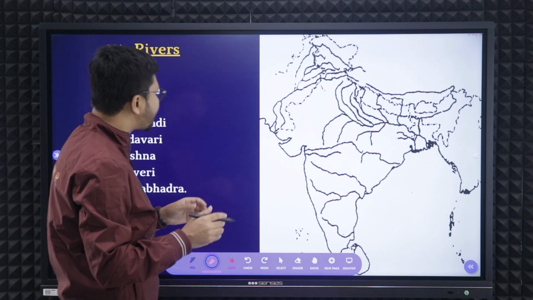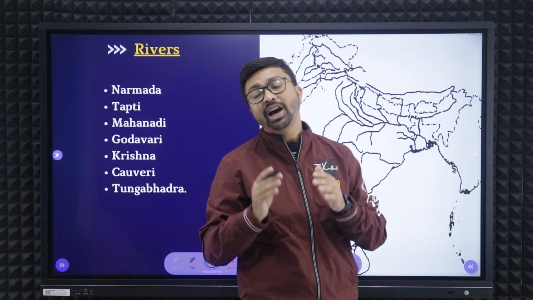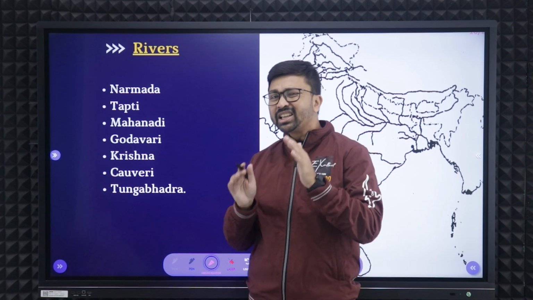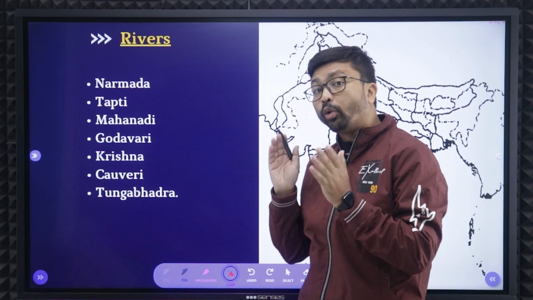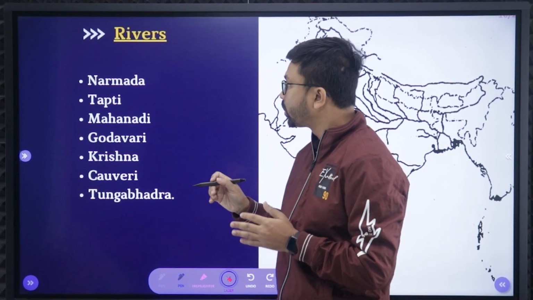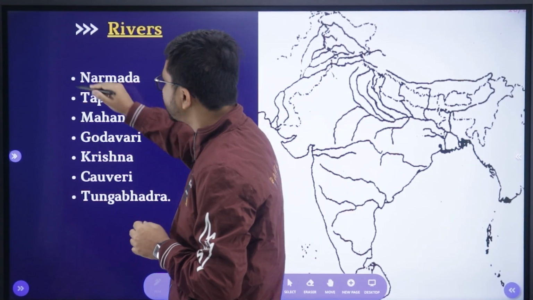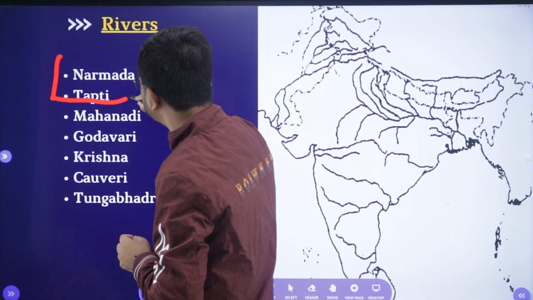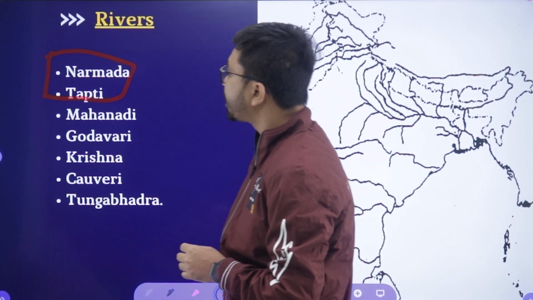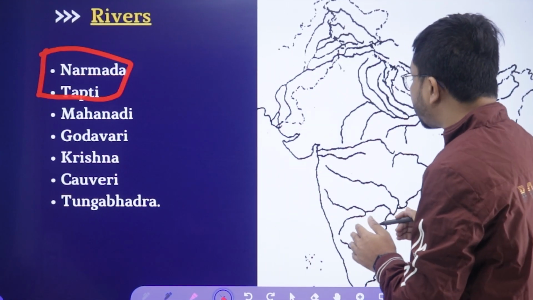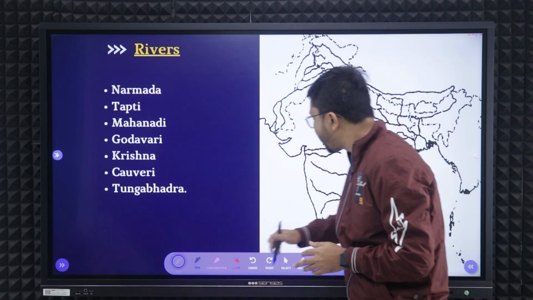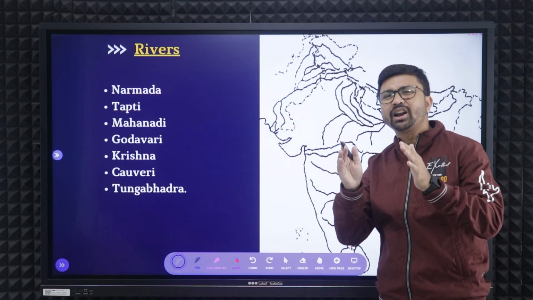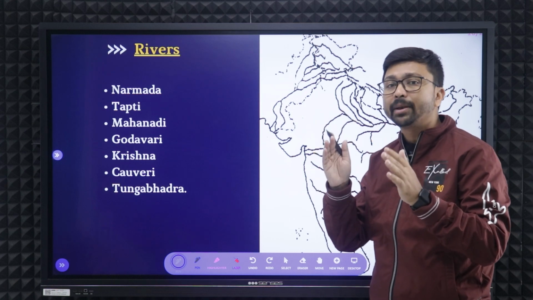Next, we will start with another part, the South Indian rivers. Remember, South Indian rivers are divided into two categories, western flowing and eastern flowing. There are two western flowing rivers, Narmada and Tapi. Those are going into the Arabian Sea. How will you mark them? Remember, Narmada and Tapi you have done for the mountains Satpura and Vindhya, right?